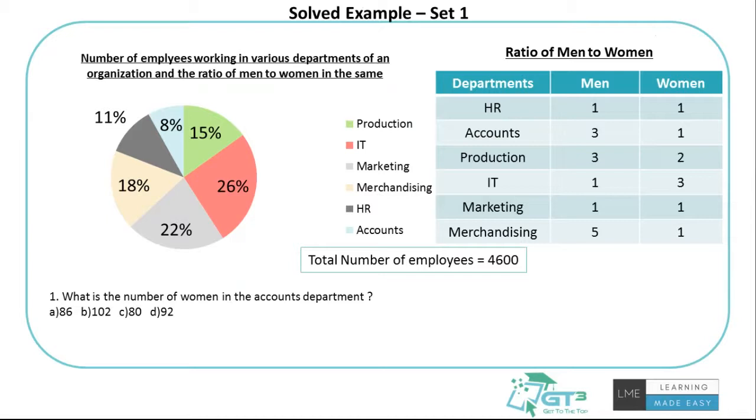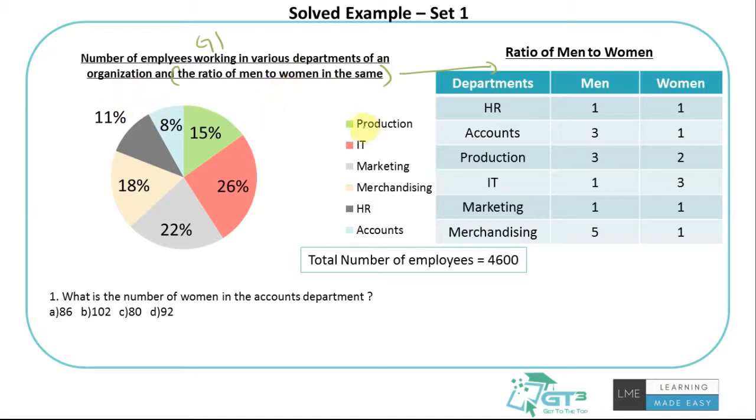So let's get to some problems. This is a set of questions where we see two graphs. One is a bar graph and one is a table. So this first graph is basically, the title is number of employees working in various departments of an organization and the ratio of men to women in the same. So the title of this graph should be the number of employees working in various departments of an organization.